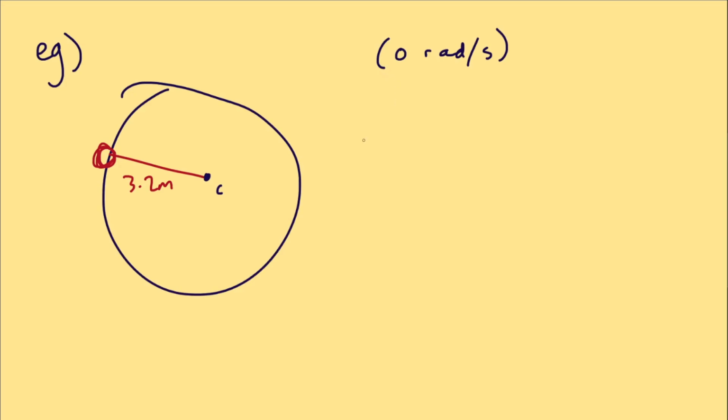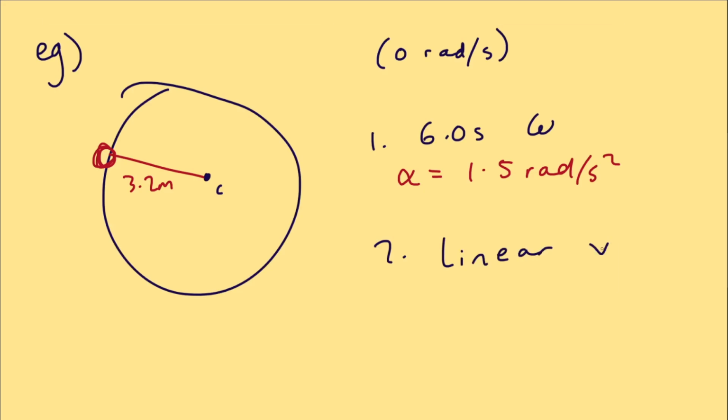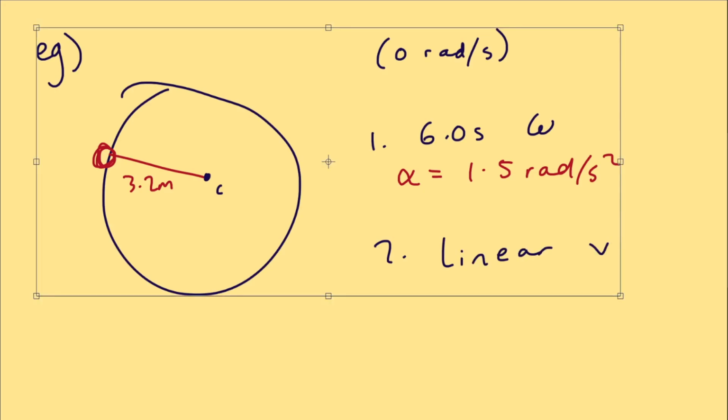After 6 seconds, you're tracking two things. The first thing you want to find is the angular velocity after 6 seconds. And let's say the angular acceleration is 1.5 radians per second squared. So, angular velocity after 6 seconds. The second value you're tracking is linear velocity. Let's go ahead and solve this together step by step.